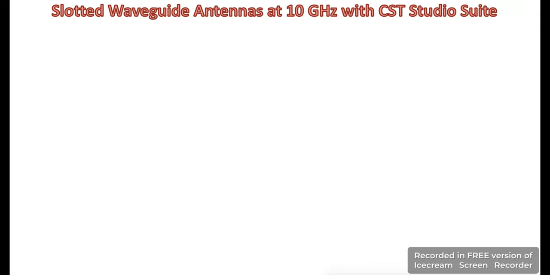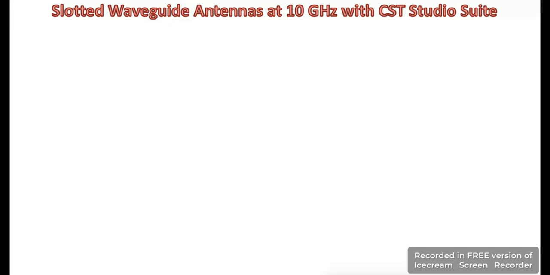What is a slotted waveguide antenna array? A slotted waveguide antenna array is a type of directional antenna commonly used in radar systems, satellite communications, and various other applications where high gain and precise beam control are required. But what exactly makes up a slotted waveguide antenna array?